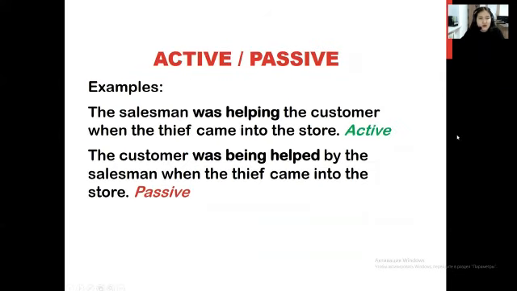Active and passive examples: The salesman was helping the customer when the thief came into the store. The customer was being helped by the salesman when the thief came into the store.